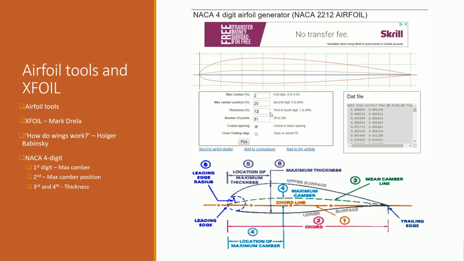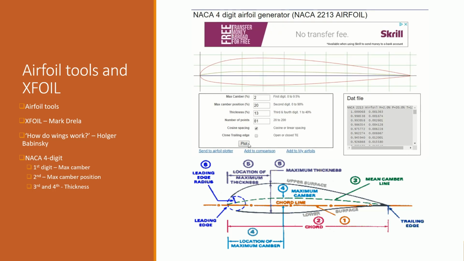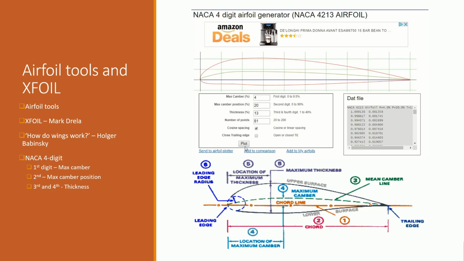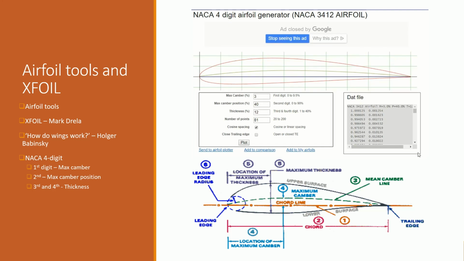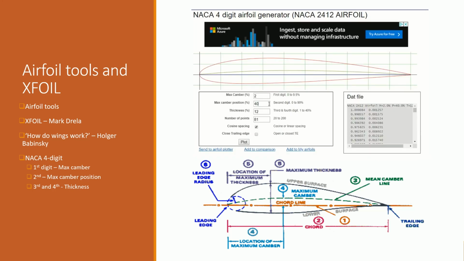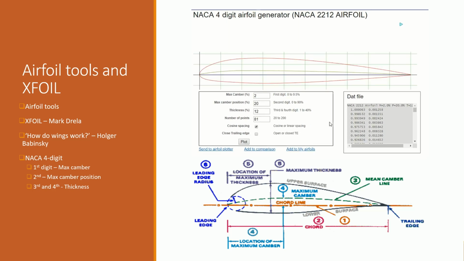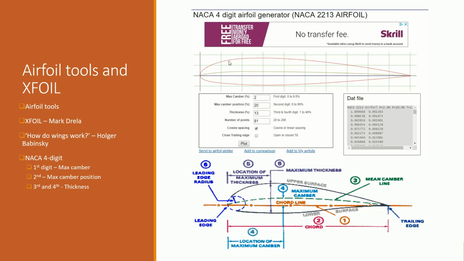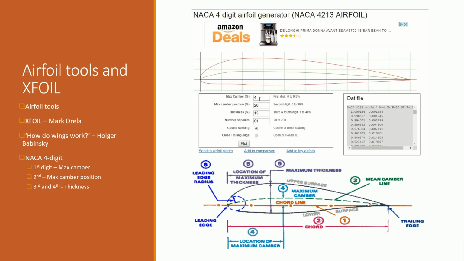The first digit represents the maximum camber as a percentage of the chord line. The second digit represents where along the chord the maximum camber is, as a percentage of the chord line. The third and fourth digits represent the thickness as a percentage of the chord. The coordinates seen on the right hand side are the same ones that the X-Foil applet has stored ready for every single combination of the 4 digits.